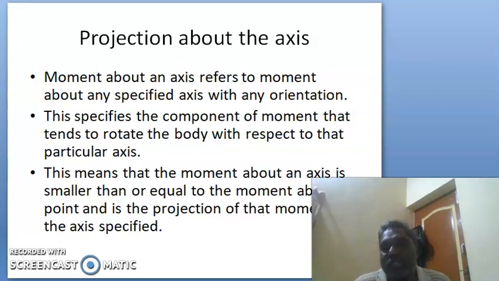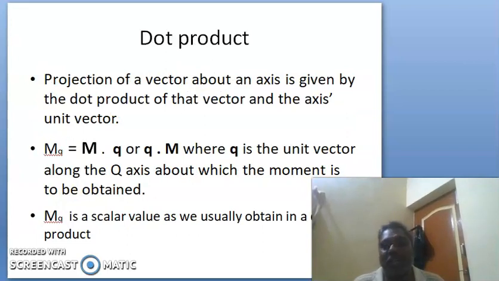This specifies the component of moment that tends to rotate the body with respect to that particular axis, maybe a lower effect. This means that moment about an axis is smaller than or equal to the moment about a point, and that is the projection of that moment on the specified axis. We have already seen about projection on a particular axis. It is nothing but the dot product.